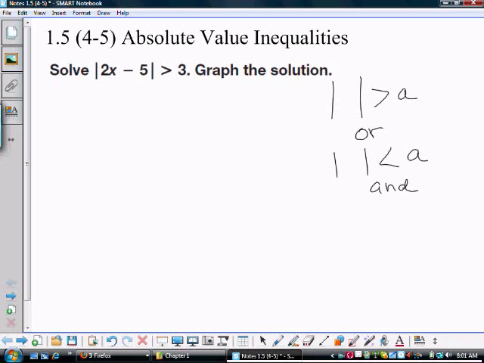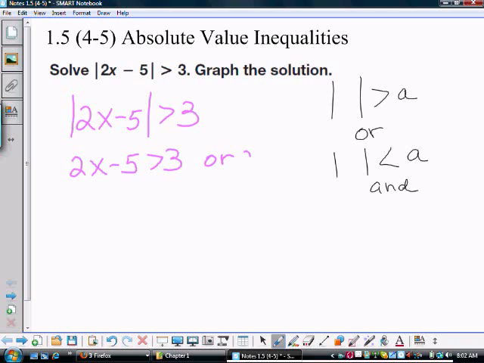So let's just see what I mean by an and and an or. So I got absolute value of 2x minus 5 is greater than 3. So when I get down to my absolute value, I split this up into two inequalities to solve. So one of the inequalities is going to be 2x minus 5 is greater than 3. And it's a greater than, so it's an or.